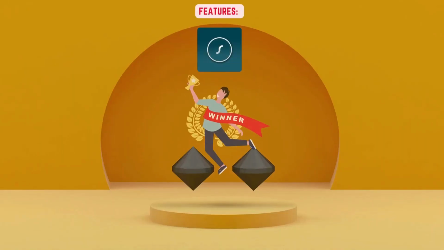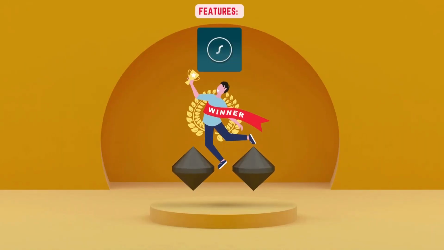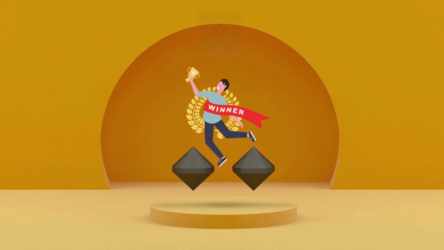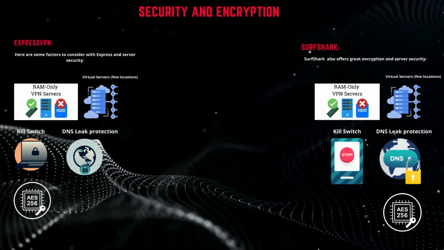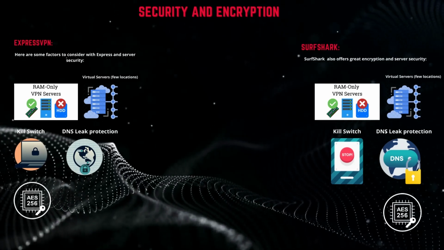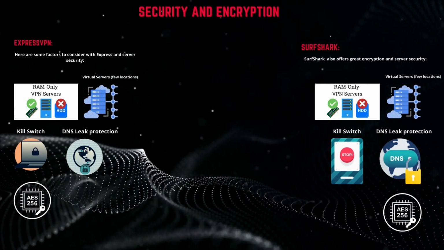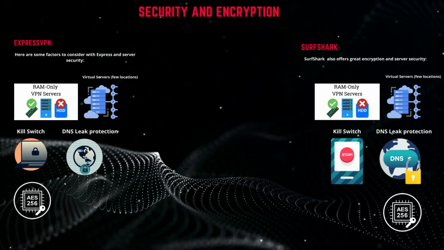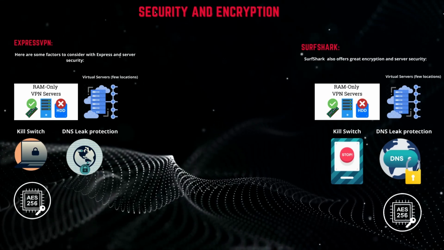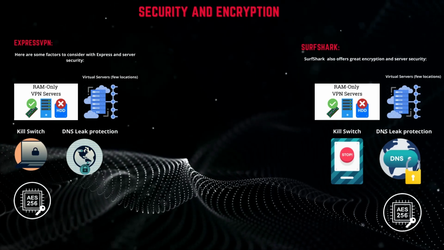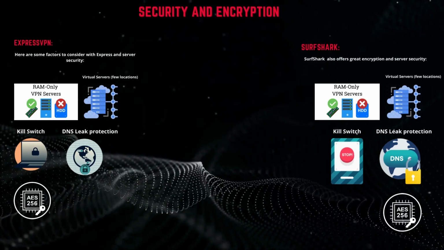Features winner is yet again Surfshark. With security, both Surfshark and ExpressVPN are on solid ground. So let's examine each one. Both Surfshark and ExpressVPN utilize very strong encryption standards. The encryption with each VPN is basically the same. While there is a small difference in hash authentication, both standards are considered very secure.